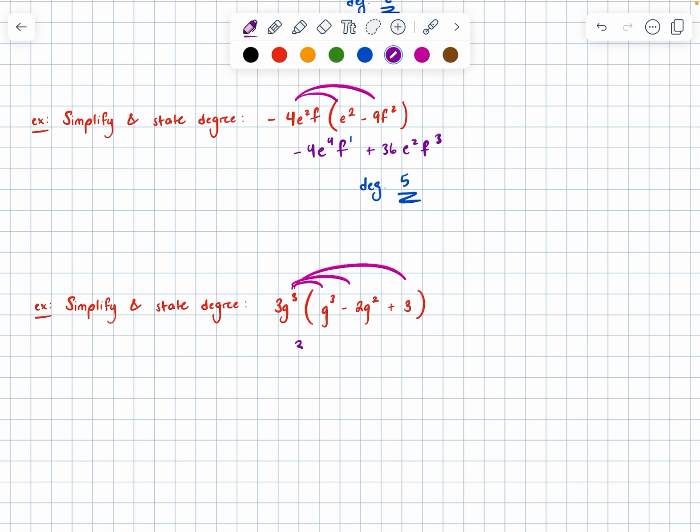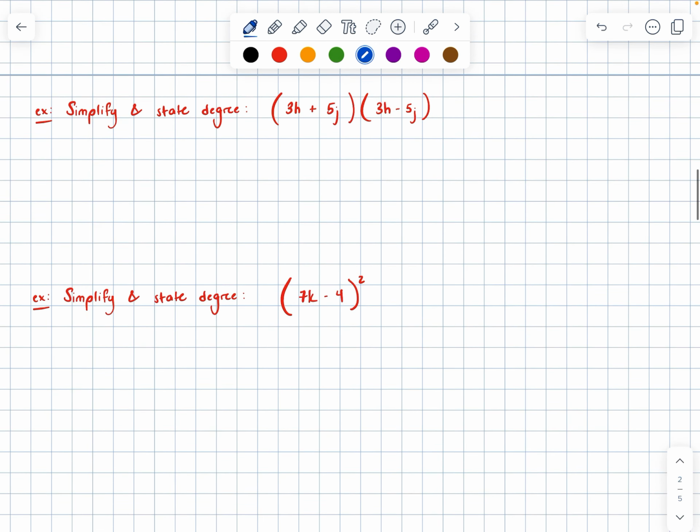3g cubed times g cubed, well, I've got 3 times invisible 1. G cubed times g cubed, add my powers, I get g to the power of 6. 3g cubed times negative 2g squared. Well, 3 times negative 2 is negative 6. G cubed times g squared. Once again, add my powers, g to the 5th. 3g cubed times 3, well, that's just 9g to the 3rd. Once again, I'm already in standard form. The degree of my polynomial is the degree of my first term. This guy has a degree of 6. It is hexic.